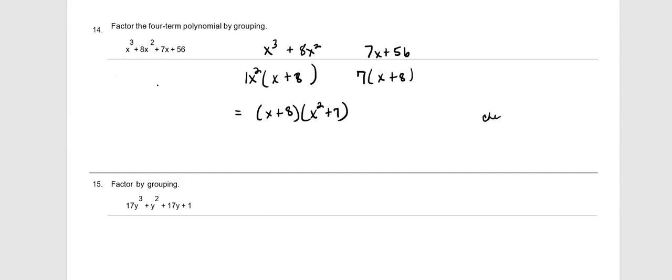We know that this answer is correct because when we use multiplication to multiply these two binomials, it should give us the 4 terms that we started with. So let's check. X times x squared is x to the third. X times 7 is positive 7x. 8 times x squared is 8x squared. And 8 times 7 is a positive 56. So it definitely checks out with the original polynomial.